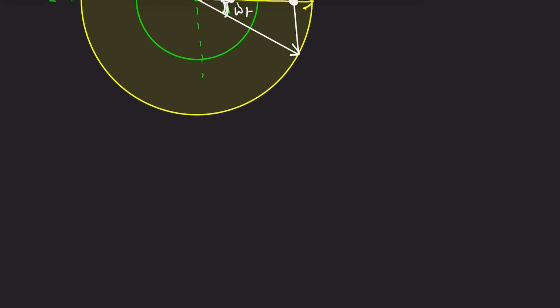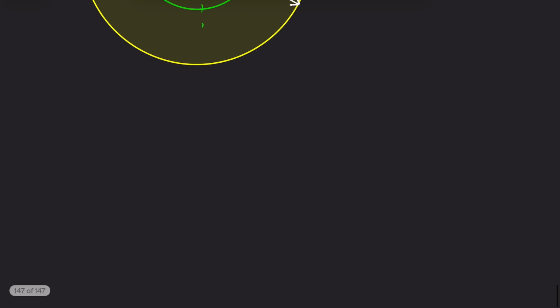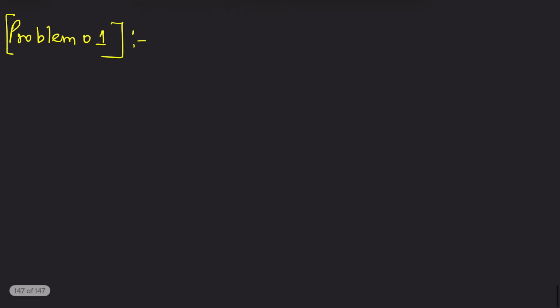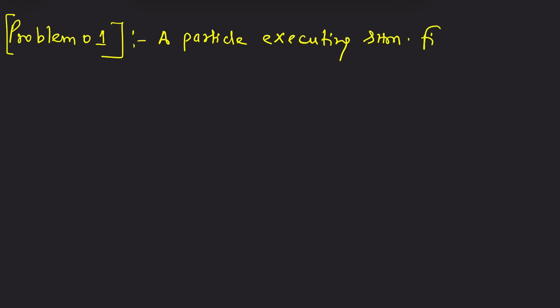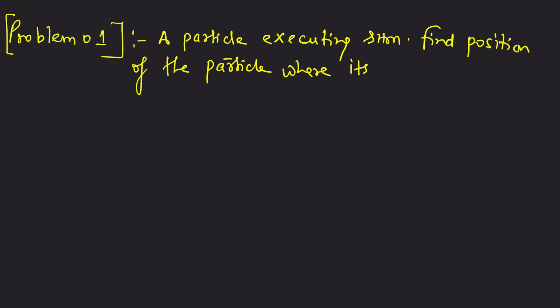So, the question is problem 1. The problem 1 is like this: a particle executing SHM, find the position of the particle where its speed is 8 centimeter per second.